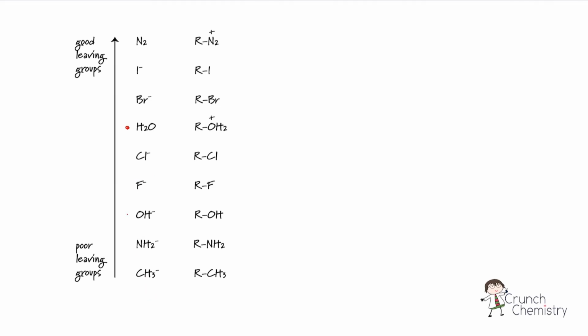Water is a better leaving group than hydroxide ions, simply because it's leaving as a neutral molecule. Similarly, N2 nitrogen makes an excellent leaving group. It leaves as a very stable neutral molecule. The triple bond inside a nitrogen molecule is exceptionally strong, so the likelihood of N2 adding back into the molecule it's just left is pretty unlikely.